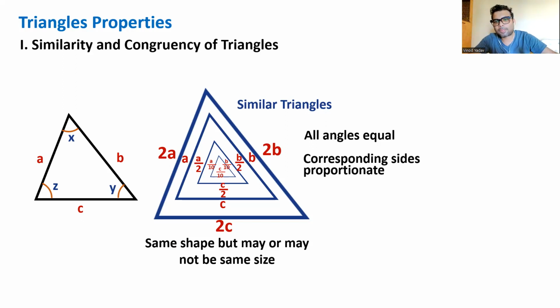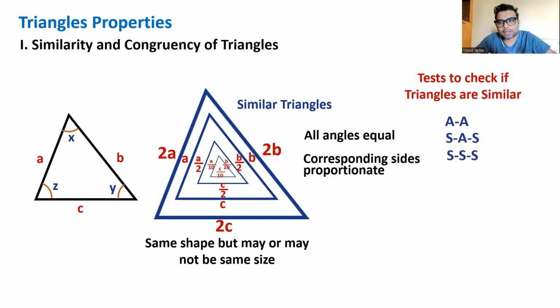Great. The tests are AA, SAS, SSS. Just note one thing here, sides need not be equal, but their ratios should be equal. देख रहे हो ना, 1/2 is 1/2, तो सब जगह 1/2 का ratio maintain हो रहा है ना. When ratios are equal, similar triangle.